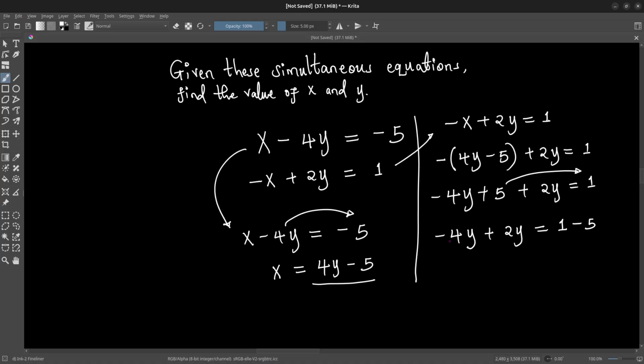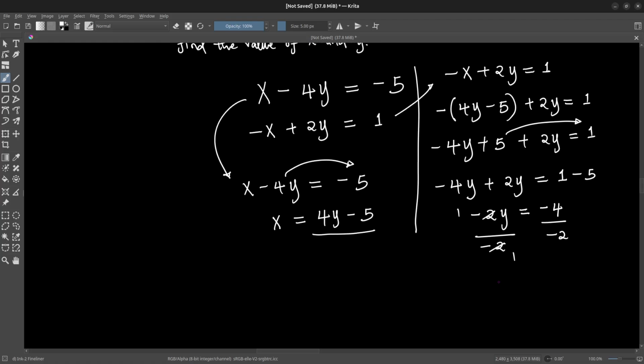So on the left hand side now we have negative 4y plus 2y. So that is the same as negative 2y. This is equals to, then 1 minus 5, that becomes negative 4. So to get the value of y, let's divide by negative 2 on both sides. So by negative 2, 1, by negative 2, 1. So on the left side, we remain with y is equals to, by negative 2, 1, by negative 2, 2. So the value of y is 2.